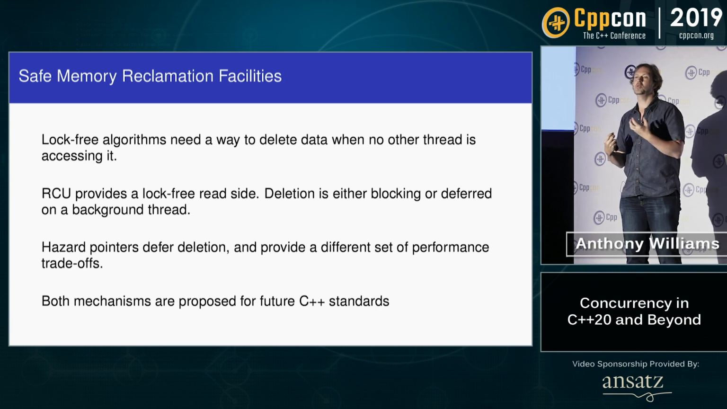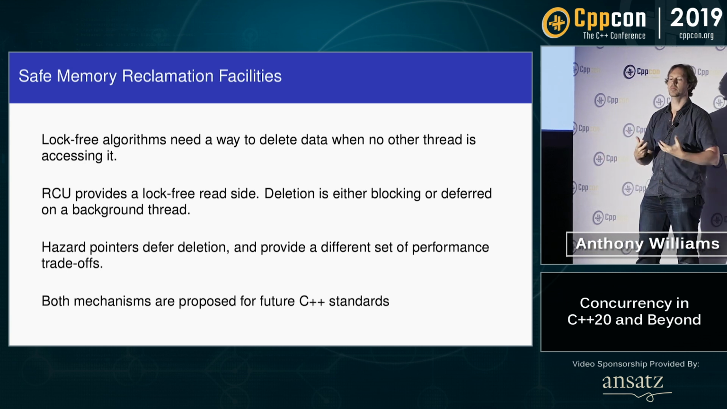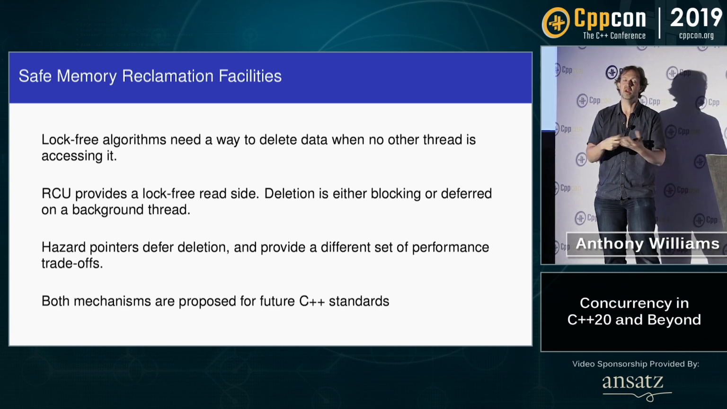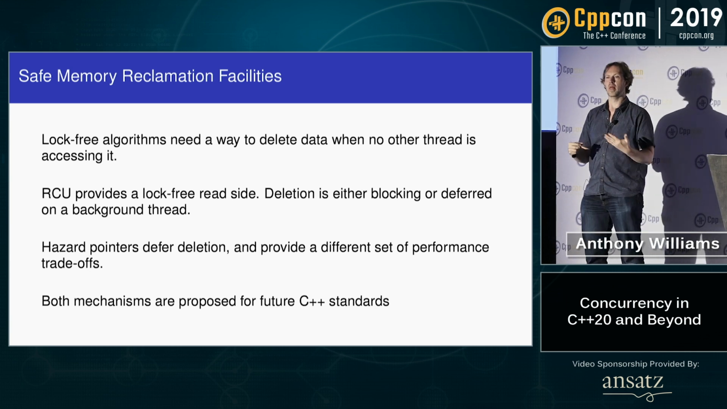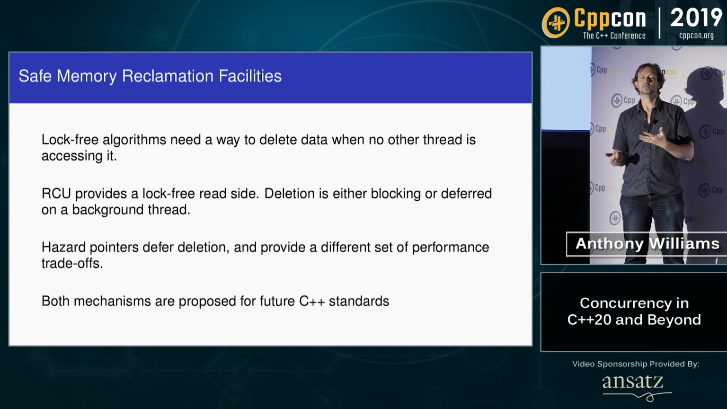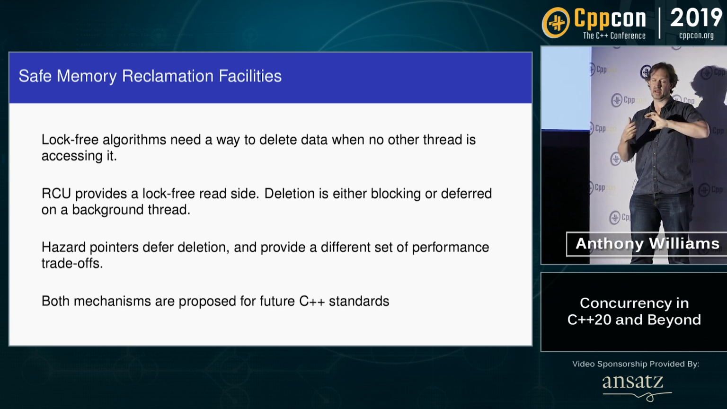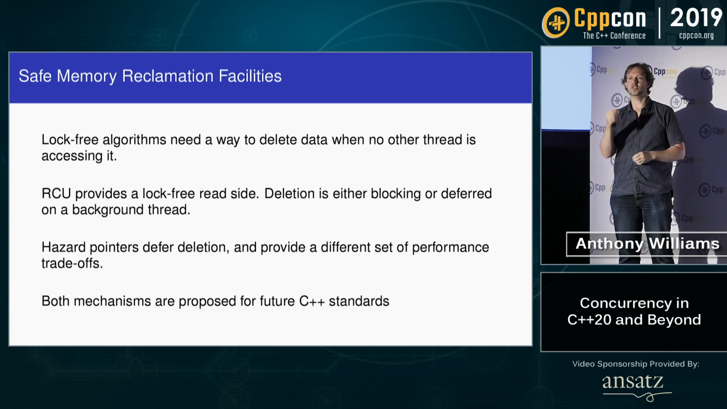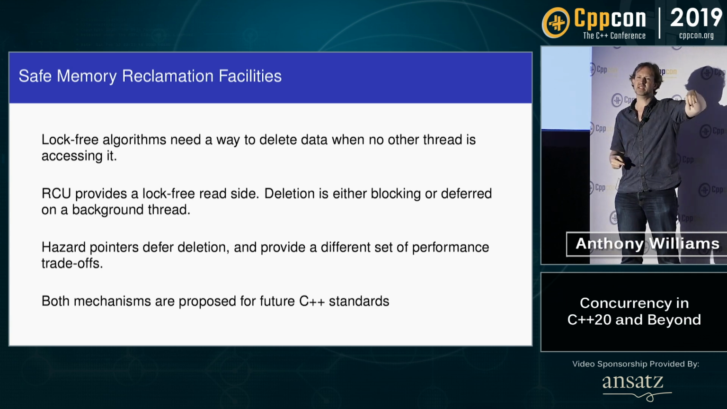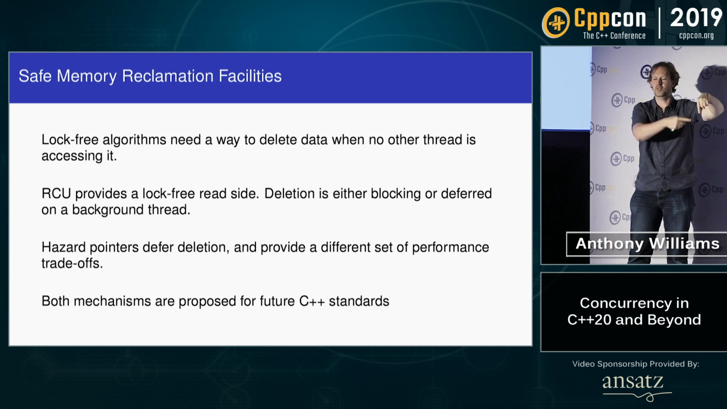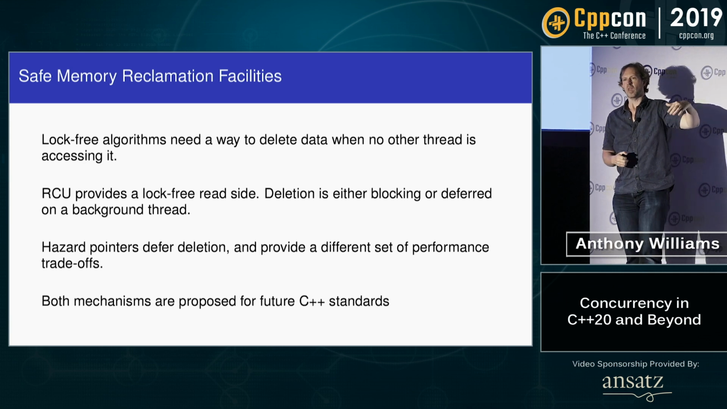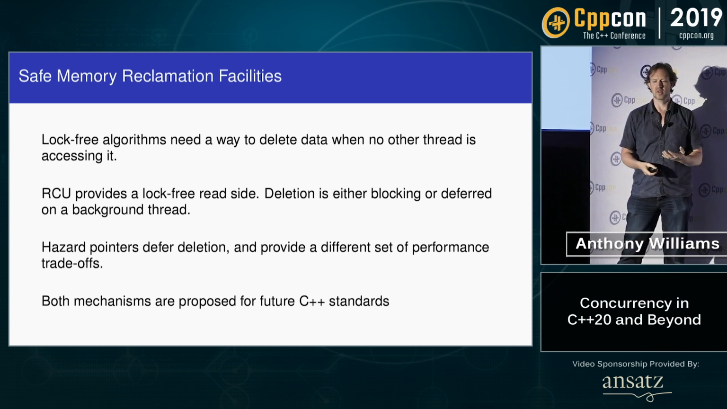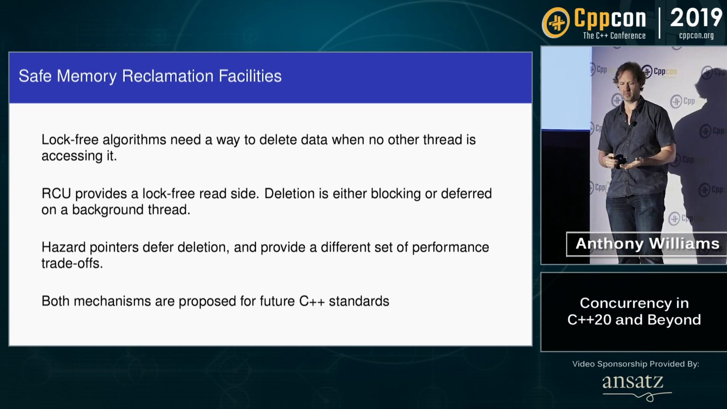Hazard pointers do essentially the same thing, in terms of what you can do with it, but it uses a completely different mechanism. Whereas RCU is about saying, I'm reading, and it doesn't specify what you're reading, with hazard pointers, you say, I am explicitly trying to read this object here, so I have a hazard pointer that refers to it. And so they provide a completely different set of performance trade-offs, and we have proposals for both of them.